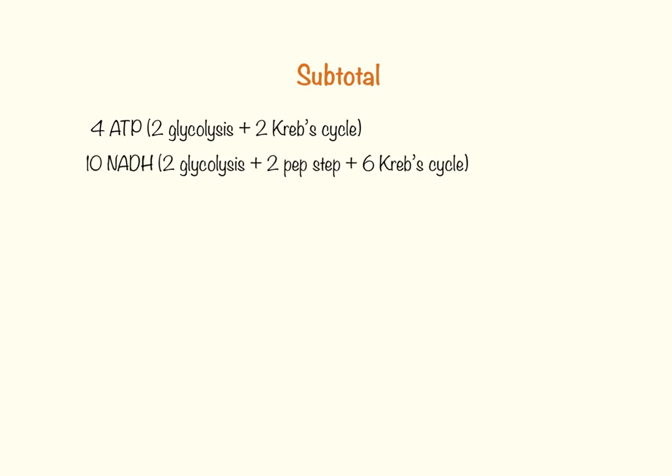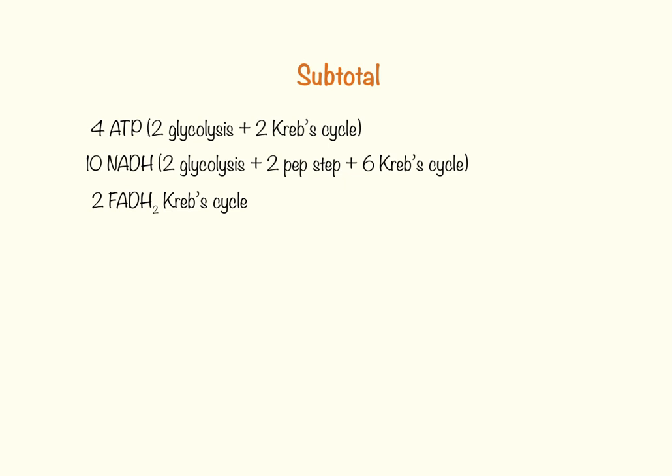After glycolysis, the prep step, and the citric acid cycle, the cell has a net yield of 4 ATP, 2 from glycolysis and 2 from the Krebs cycle. There is a total of 10 NADH, 2 from glycolysis, 2 from the prep step, and 6 from the Krebs cycle. And there are 2 FADH2 from the Krebs cycle.